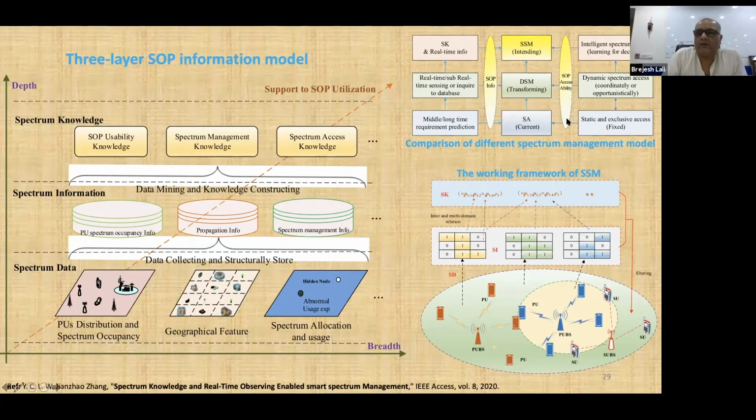look at the top right corner of the slide, you can move from spectrum allocation, which is what is currently being done, to dynamic spectrum management, which is where we are moving towards, to smart spectrum management, which is where we want to reach. And here what you do is middle or long-term requirement prediction. So you have static allocation of resources, and then you move to real-time or sub-real-time sensing, and therefore you have dynamic spectrum allocation. But at the top, you have spectrum knowledge, and once you imbibe spectrum knowledge into the ecosystem, you can have smart spectrum management, and here you will have minimum wastage of the spectrum as a resource.